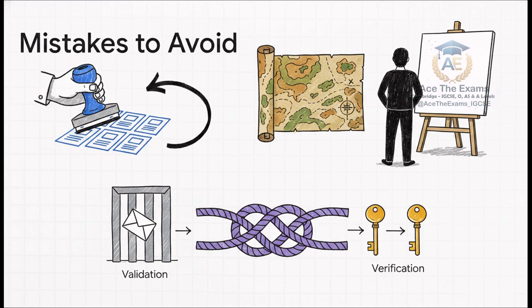Confusing validation with verification. Remember this, validation is the computer checking if data is reasonable and follows the rules, like an email needing an @ symbol. Verification is checking if the data matches the original source, like typing a password twice. Mix those up and your algorithm response completely crumbles.